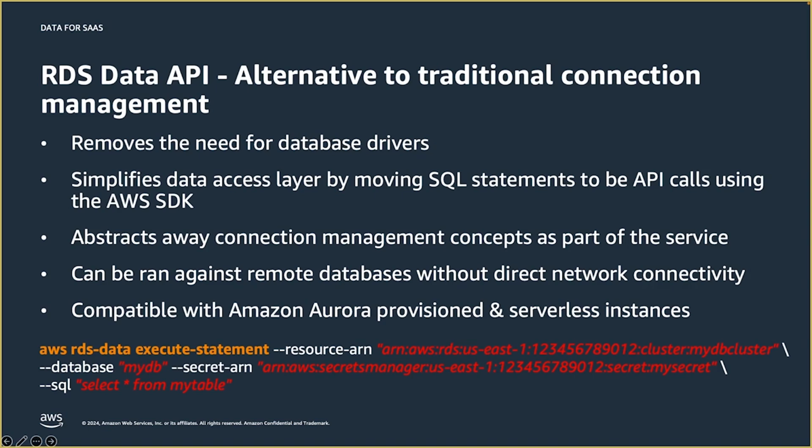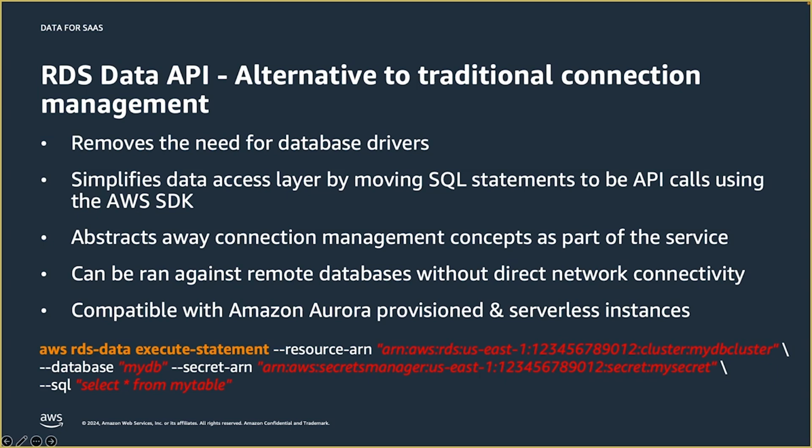There is an alternative to traditional connection management, which is to move away from having a connection-based data access layer. Through the AWS SDK, you can make an API call to the data API service, the RDS data service, and that will encapsulate your SQL statement and send it as a RESTful API call to the service without needing to worry about stateful connection management.